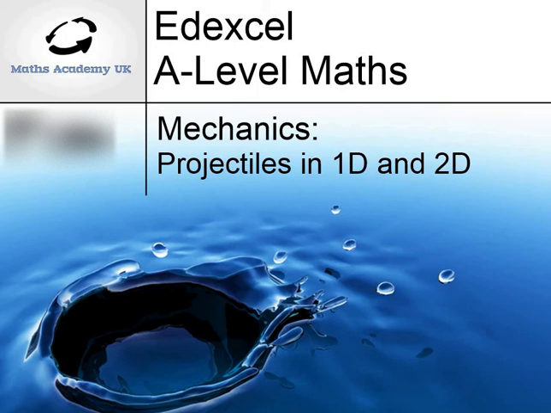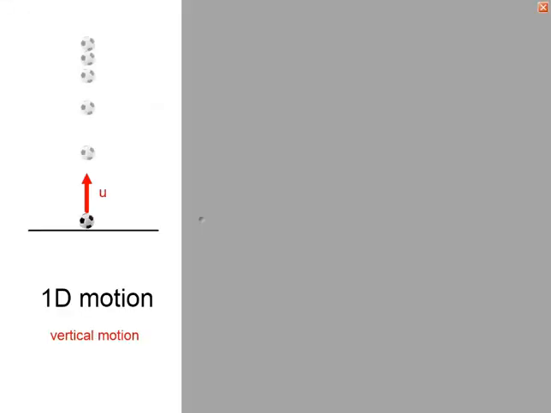Projectiles in 1 dimension and 2 dimensions. A projectile is any object with motion through the air. For example, here the ball is kicked vertically upwards. This is one-dimensional motion. The motion is only in the y direction.